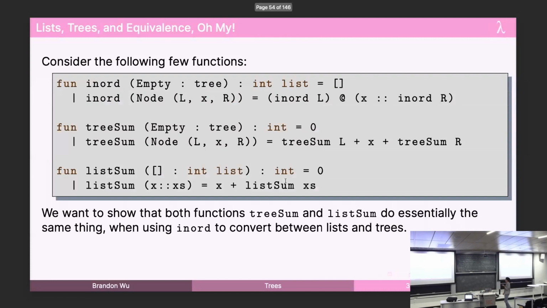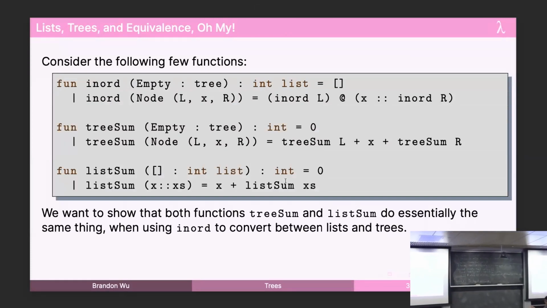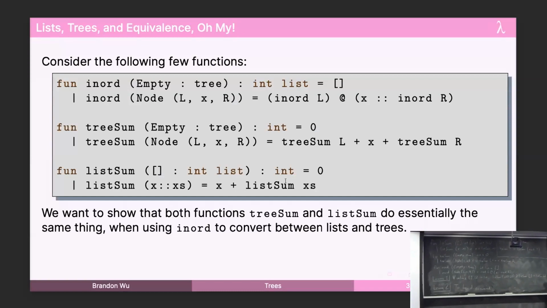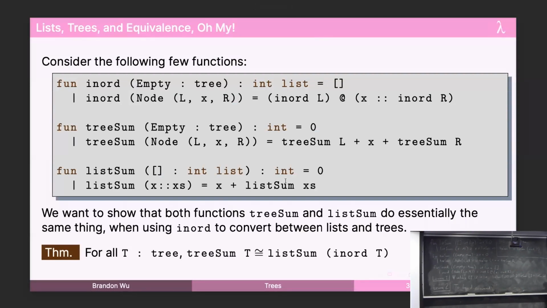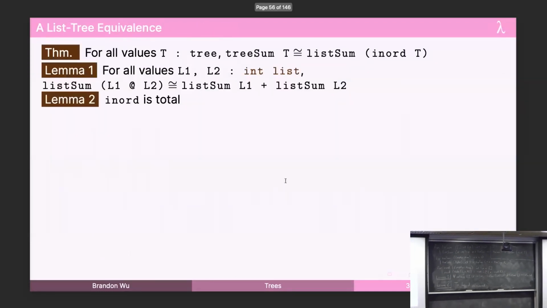Okay, and I already wrote all of this on the board, but you can take a look at it for a second. So we have in-order traversal that I already wrote for you earlier. We have a tree sum function and we have a list sum function. And I'm going to tell you that we're trying to show that they do the same thing, even through the conversion of inord. Okay, and that's the theorem in particular, right? So let's get to the proof.